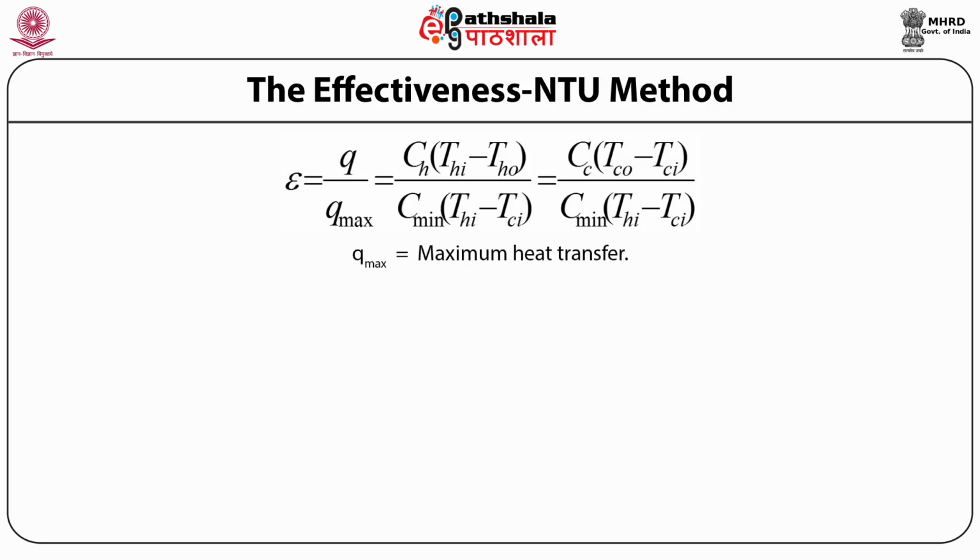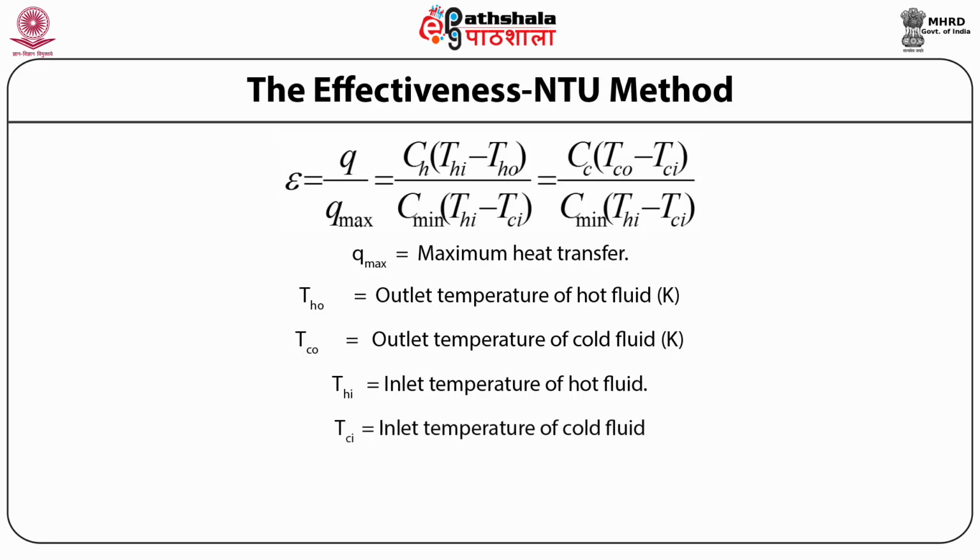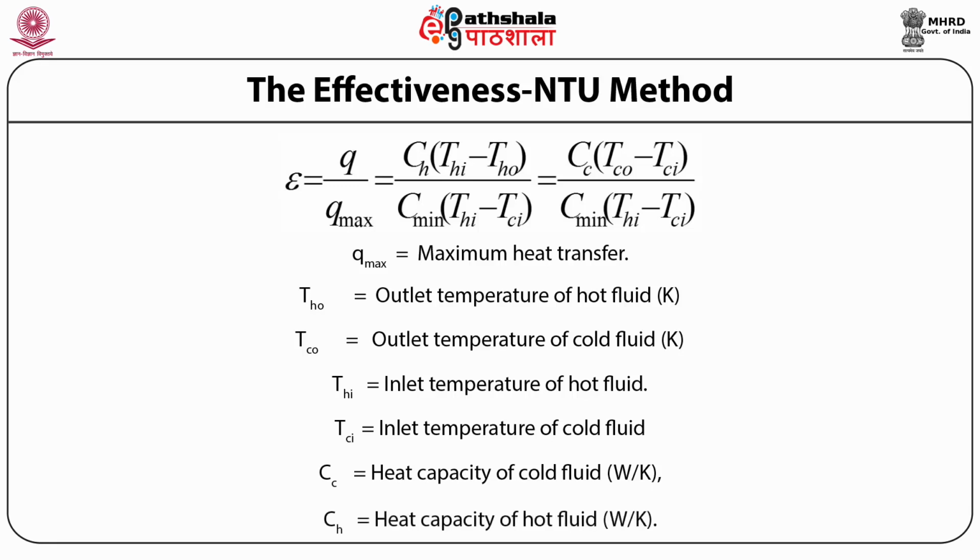Here Q max is the maximum heat transfer. Tho is the outlet temperature of hot fluid in Kelvin. Tco is the outlet temperature of the cold fluid in Kelvin. Thi is the inlet temperature of hot fluid. Tci is the inlet temperature of the cold fluid. Cc is the heat capacity of cold fluid in watt per Kelvin. Ch is the heat capacity of hot fluid in watt per Kelvin.